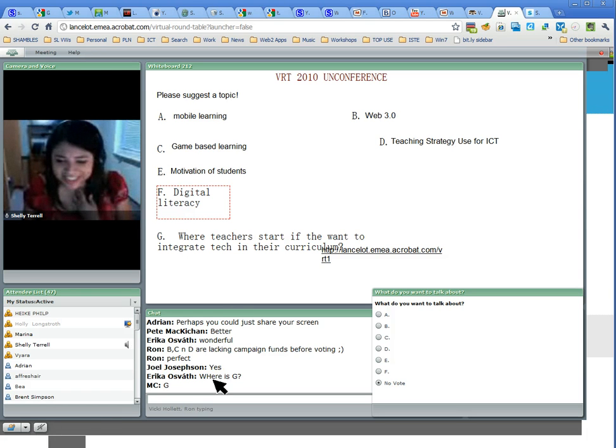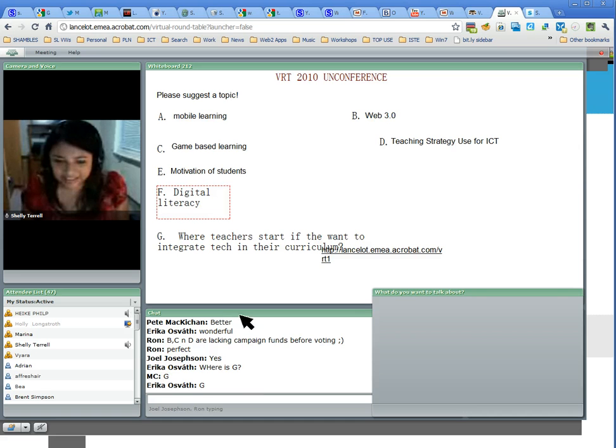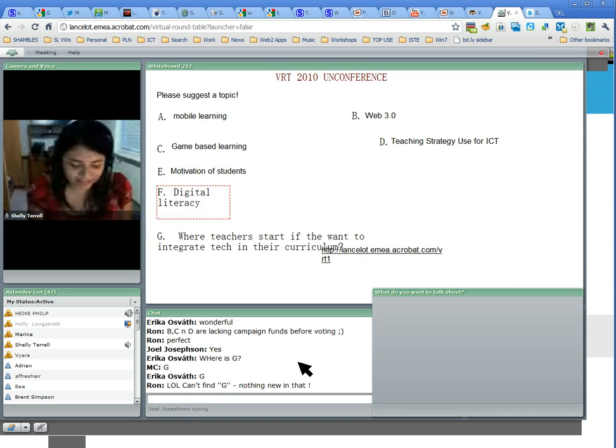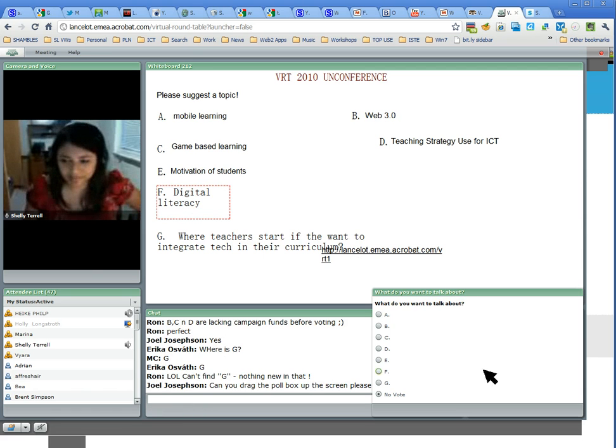I think that's brilliant. What's happening here is they're about to start an unconference session, and Shelley, one of the organisers, has just asked the participants, we've got 47 people in the room now, to suggest topics to talk about in the next unconference session. And she's brought up a voting screen, and people are now voting.